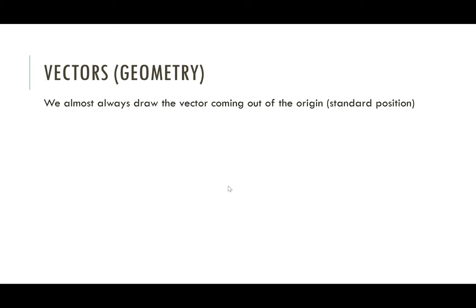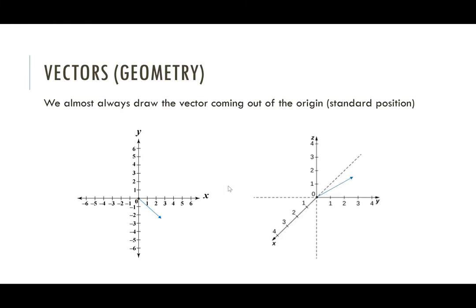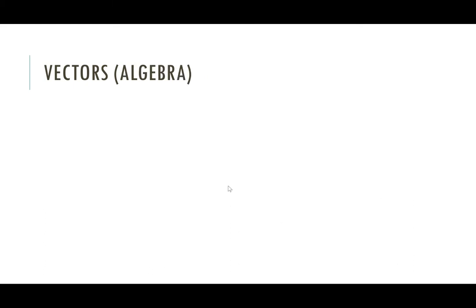Okay, but if you're worried about vectors floating around all the time, we almost always draw the vector coming out of the origin, which is called the standard position. So in 2D, we would draw a vector there coming out of the origin, or in 3D, the vector coming out of the origin looks like that. Okay, so that's vectors in geometry. Now let's talk about how they're represented algebraically.